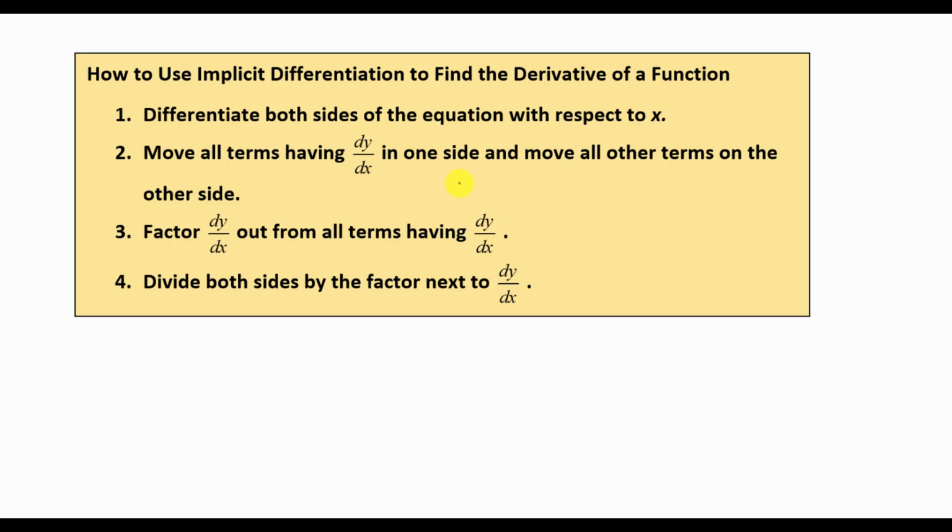Now on the left hand side, every term will have a dy dx, so you are going to factor dy dx out from all terms having dy dx. So dy dx sits in the front, and you will have a bracket or parenthesis right next to dy dx, and you can divide both sides by the factor right next to dy dx. So now you have dy dx, or y prime. That's how you find dy dx when the function is written in implicit form.